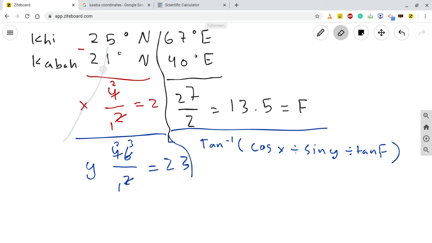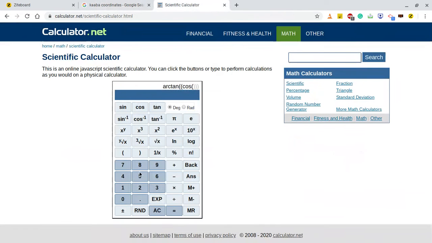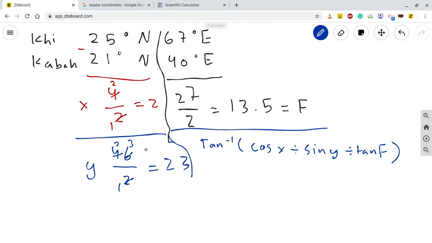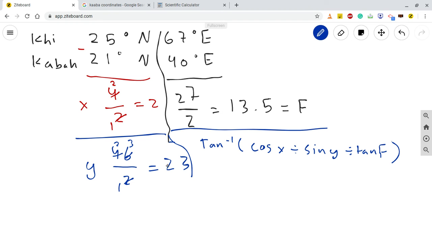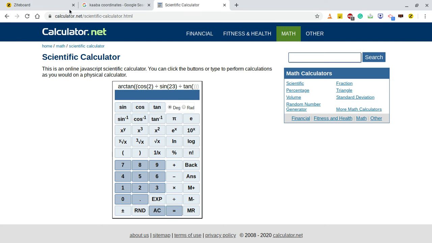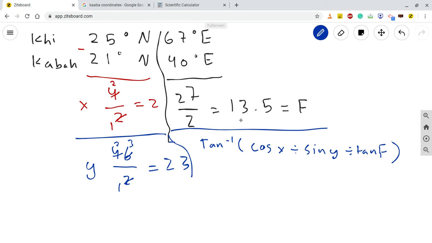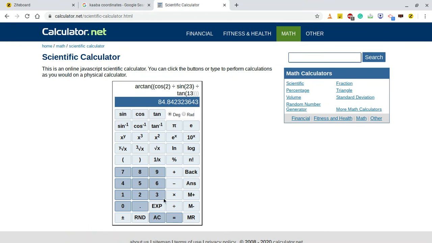The value x was, wait a second, here it is, x was 2, so we write 2 and close the brackets, and then divide it by sine y. y is 23, so we write 23, close the brackets, and then divide it by regular tangent f. f is 13.5, so we write 13.5, close the brackets all the way, and it says approximately 85.